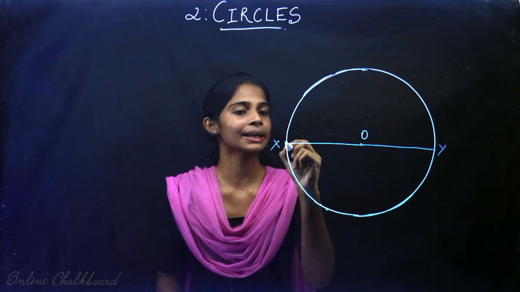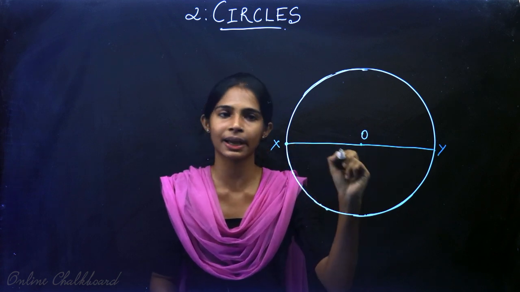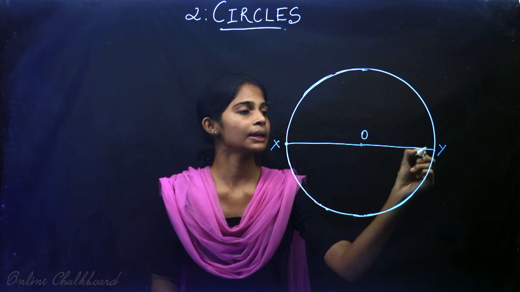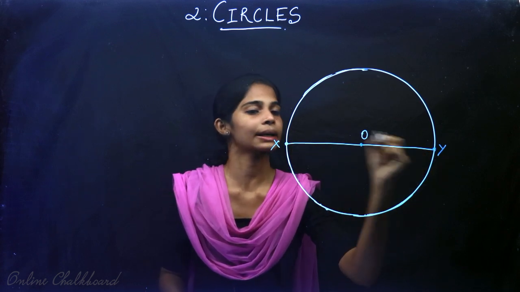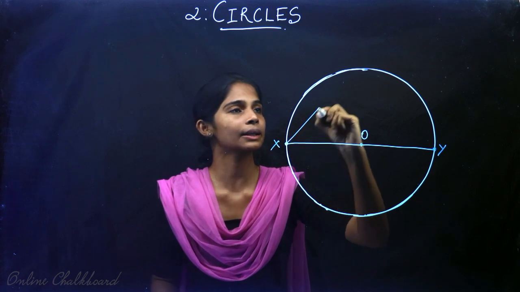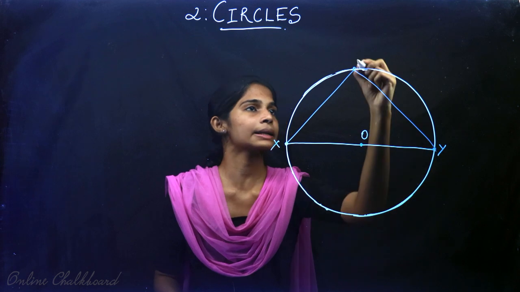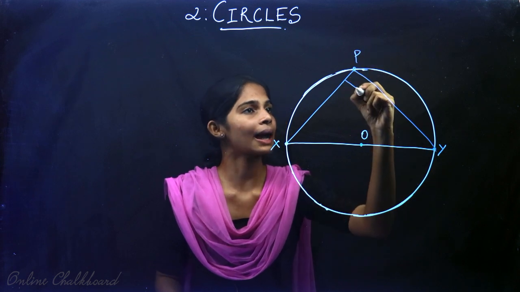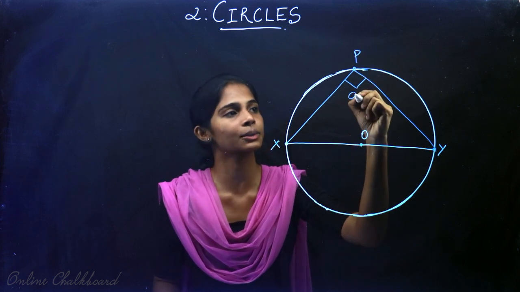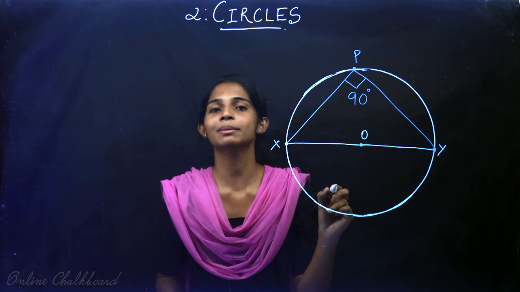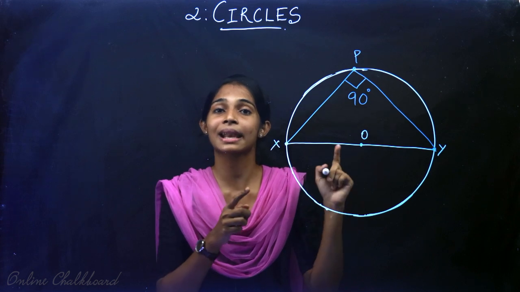Suppose XY is a diameter of a circle and O is the center. The end points of this diameter are X and Y. A point on the circle is joined to X and Y with lines, and the angle formed is 90 degrees. Right. Now we will learn about the angle formed by a chord.